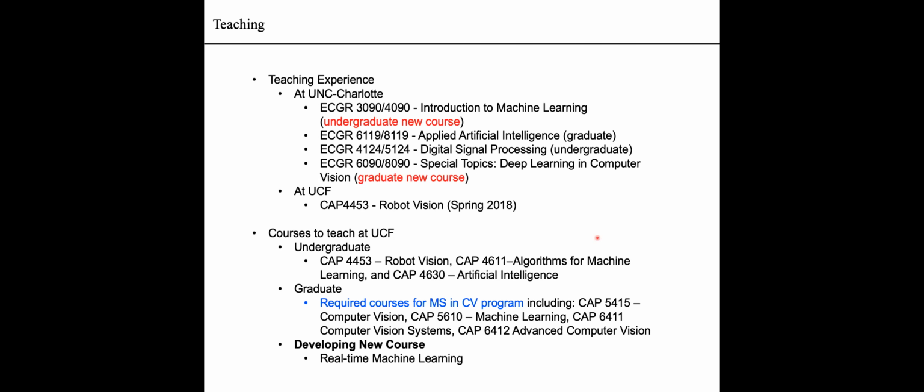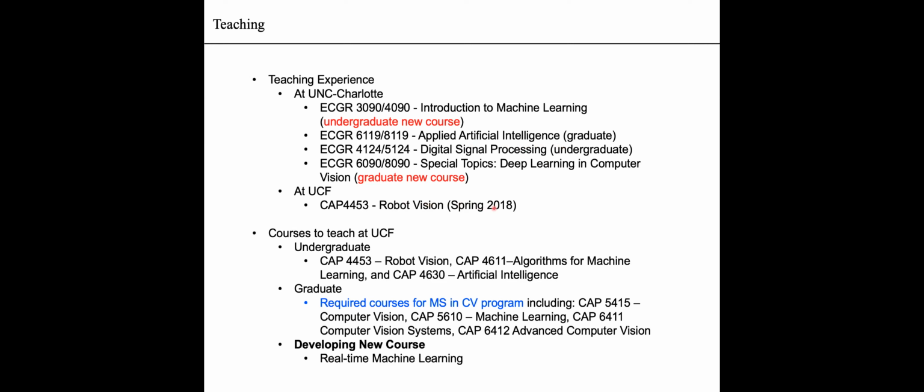In terms of teaching, I have teaching experience both at the undergraduate level and the graduate level at UNC Charlotte. I developed a core course for the undergraduate level, Introduction to Machine Learning. We are developing this machine learning concentration in our department, and this is the core course for the concentration. I developed it from scratch. Also, there is a graduate level course on deep learning in computer vision. And applied AI is another graduate level course, which, although it is in the catalog, I developed from scratch.